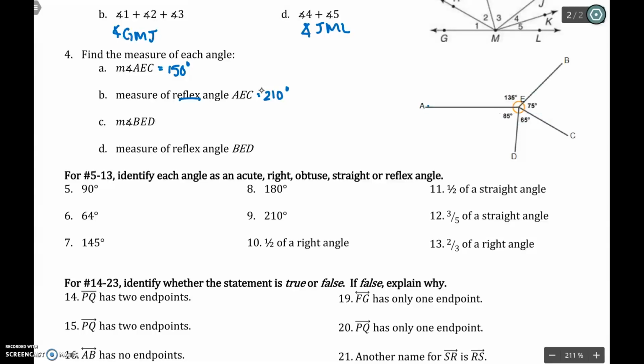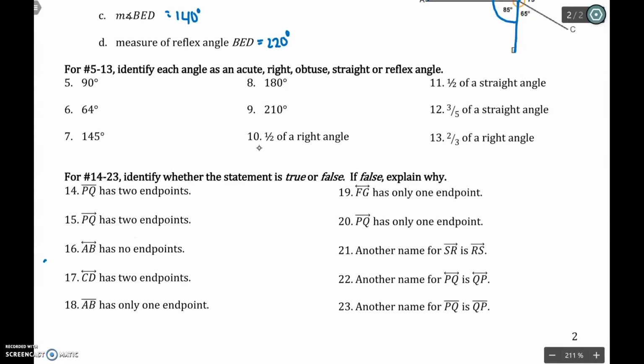Okay, so for BED, part C, we're talking about this angle, B to E to D. The smaller one is the regular angle, and so that would be 140 degrees when you add 75 and 65 together. And then the reflex angle would be adding the 135 and the 85 together to get 220 degrees.